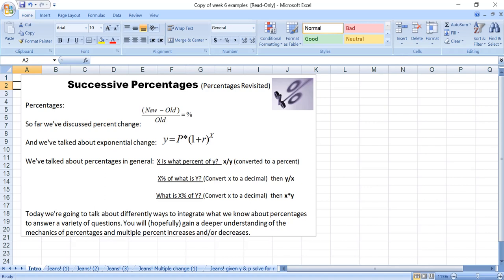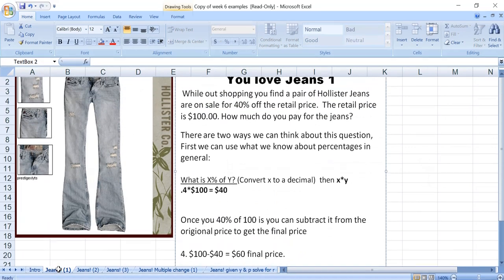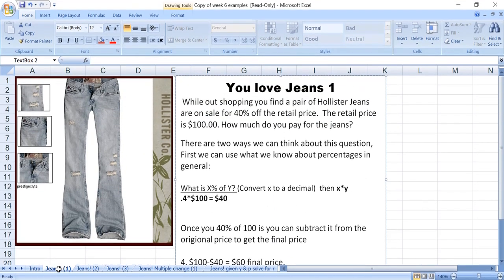So if we're talking about a single percentage, we can use what we've learned so far, and we're going to learn a new thing when we talk about multiple percents. So say for the sake of example that it is the 1990s and you are out shopping for jeans and you are interested in buying a pair of Hollister jeans. They are $100 and they are on sale for 40% off.